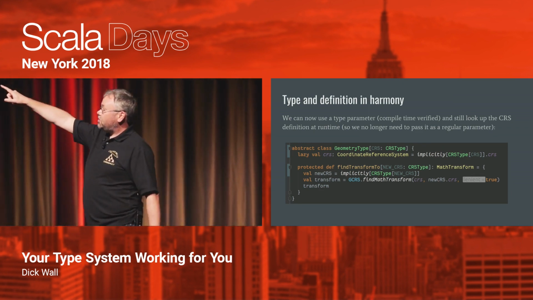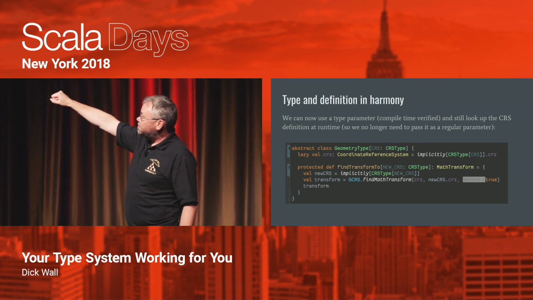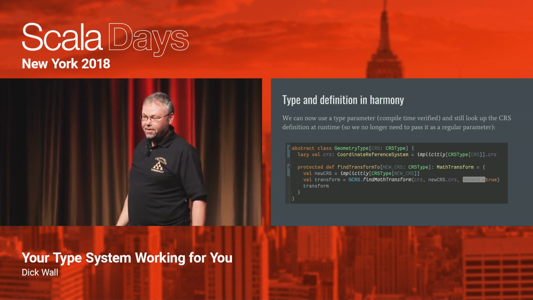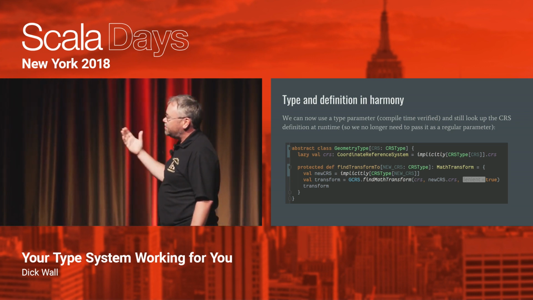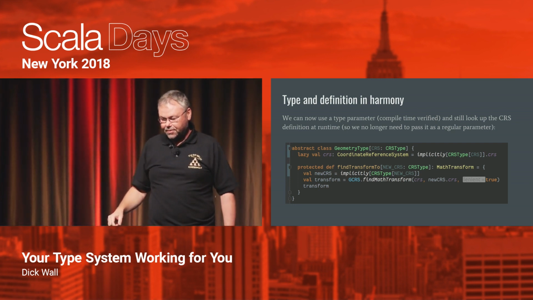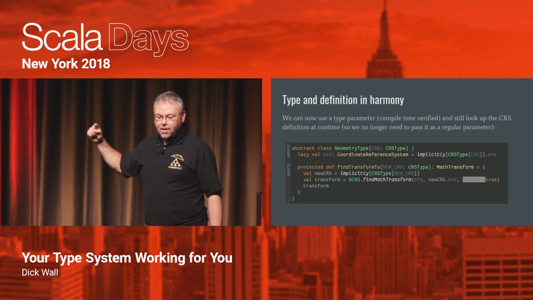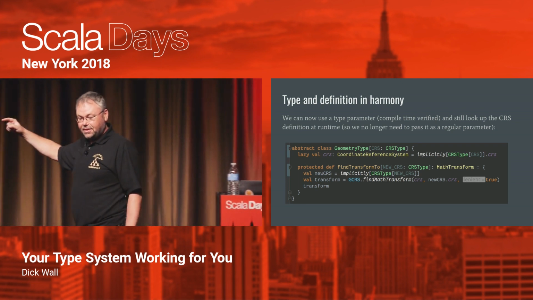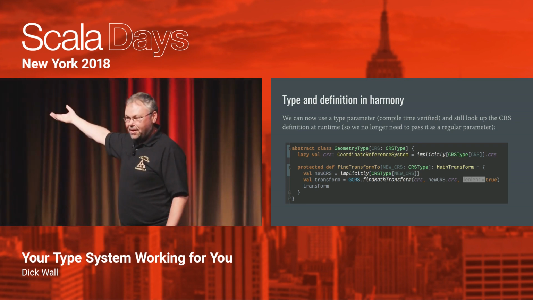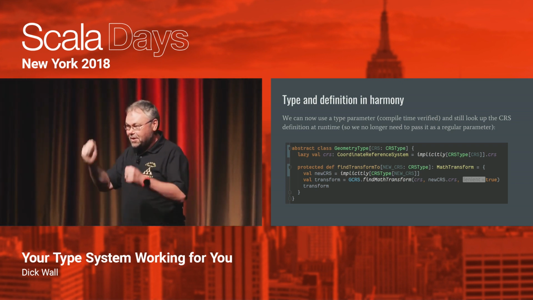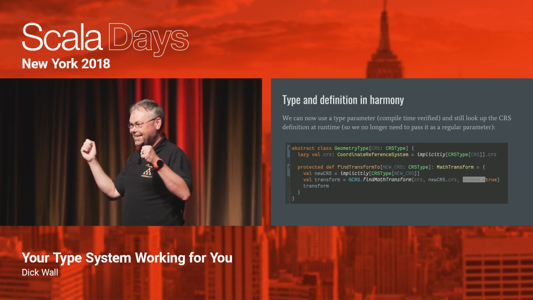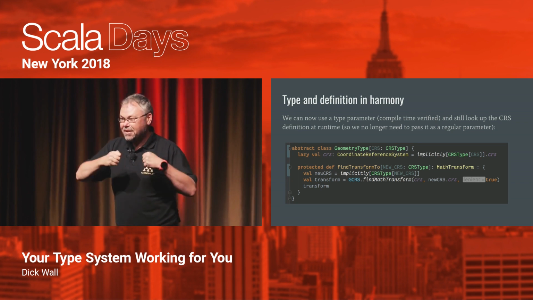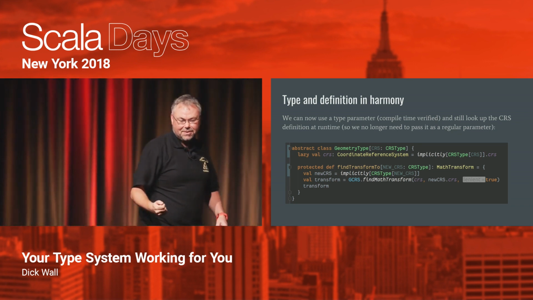So if we make a geometry type, an abstract geometry type, and within that we specify that the CRS has to be a CRS type, it has to have a context bound of CRS type, we can get that CRS, and it's like we're passing in the CRS as a constructor parameter, but we're passing it in as a type, right? Now this thing's in the type system, but we can still get to the definition whenever we want to.